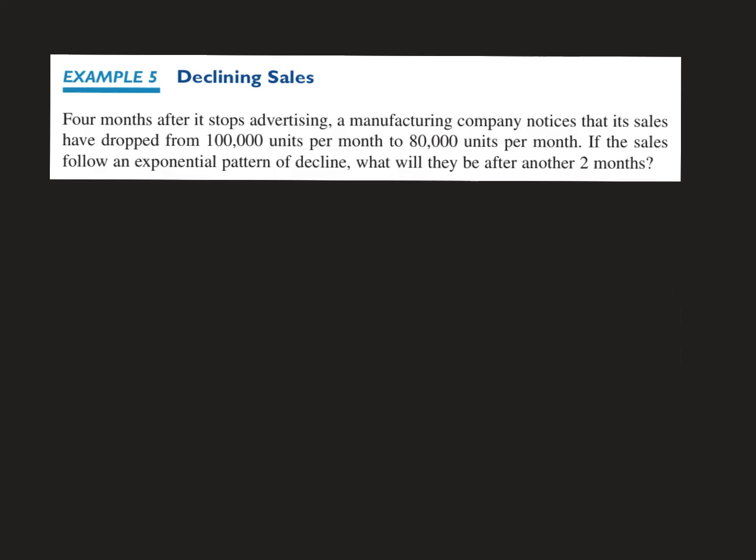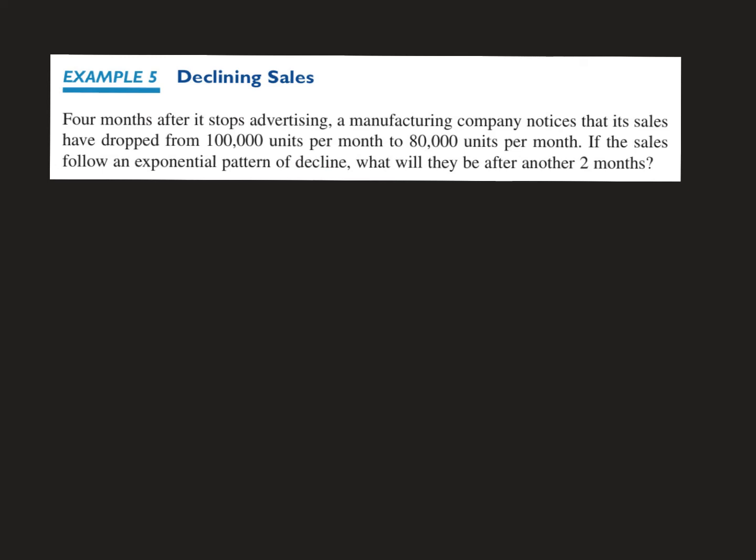Here is example 5, declining sales. So already I'm thinking exponential decay. We have 4 months after this company stops advertising. It notices that its sales have dropped from 100,000 units per month to 80,000 units per month. The sales are following an exponential pattern of decline. What will they be after another 2 months?